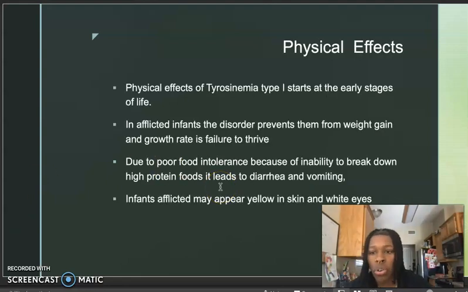Okay, some of the physical effects. Physical effects of tyrosinemia type 1 start at an early stage of life. In afflicted infants, the disorder prevents weight gain, and growth rate is slow, a failure to thrive. Due to food intolerance because of an inability to break down high protein foods, it leads to diarrhea and vomiting. Infants afflicted may appear yellow in skin and whites of the eyes.